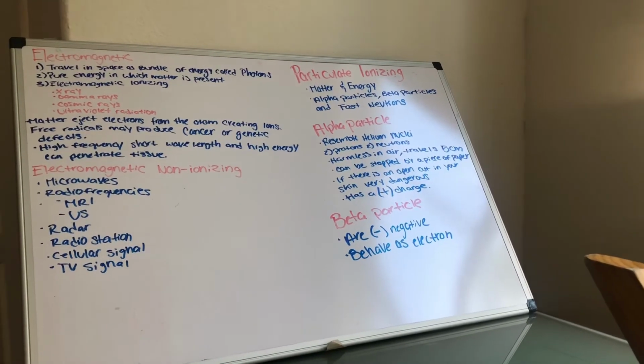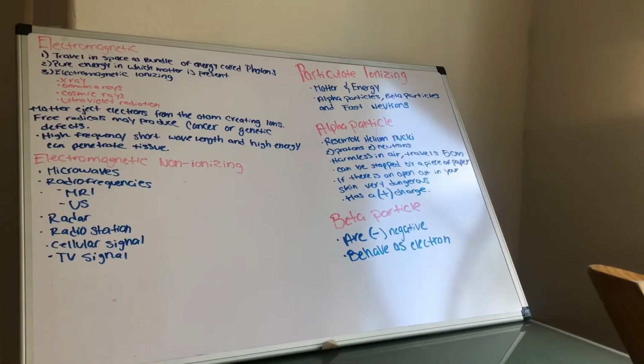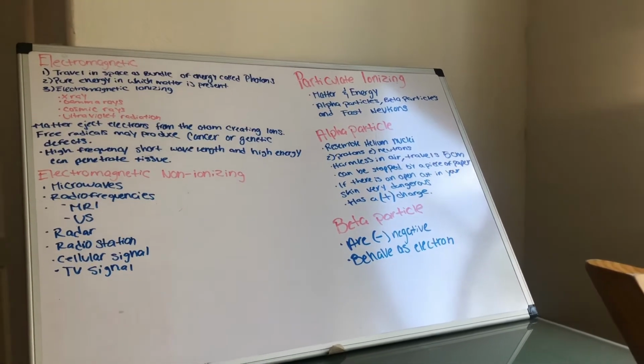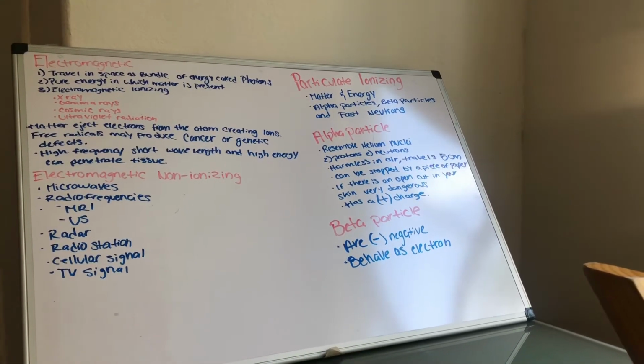As well, there's another type of radiation called particulate, which is ionizing. This radiation contains matter and energy. Potentially, it can produce big damage in your tissues. There are also different kinds: alpha particles, beta particles, and fast neutrons.